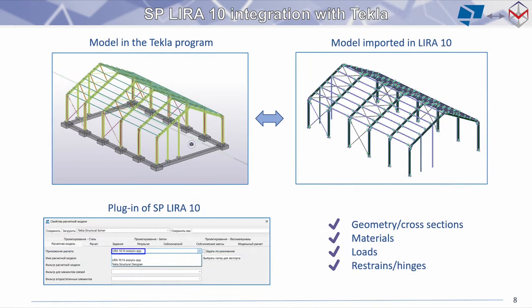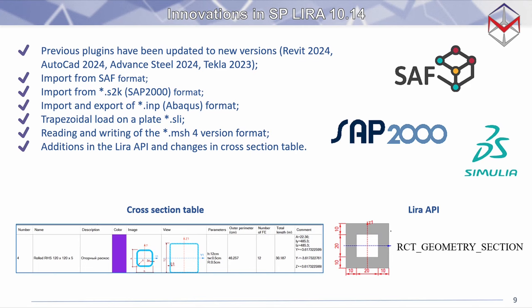The process of integration with Tekla is carried out by using a special plugin. The plugin provides for the transfer of information about geometry in the form of architectural elements, cross-section, materials, and loads between programs. It is necessary to pay particular attention to the synchronization of profile and material databases between Tekla and SP LIRA 10. This integration allows, for example, to modify the Tekla model by selecting steel profile in SP LIRA 10. It considerably simplifies the process of updating the model to the specific requirements of the project and allows to optimize the work process. In the new release, we have updated existing plugins to their latest versions.